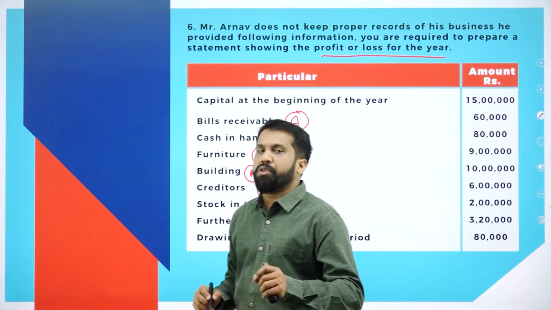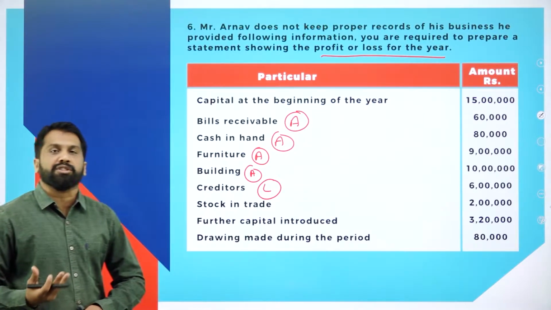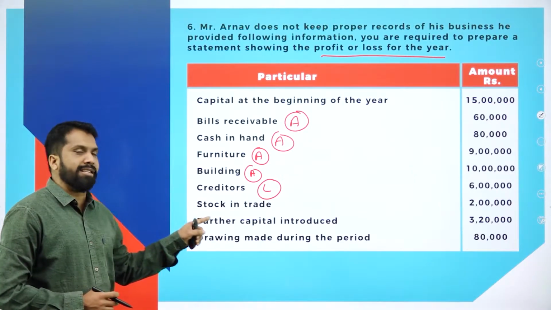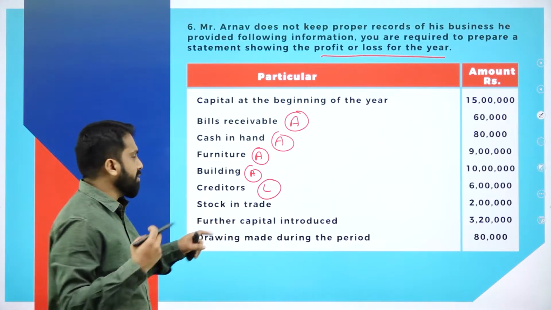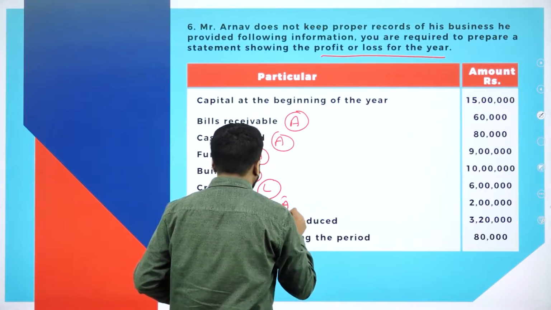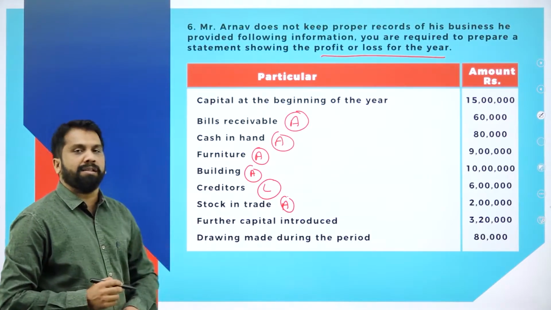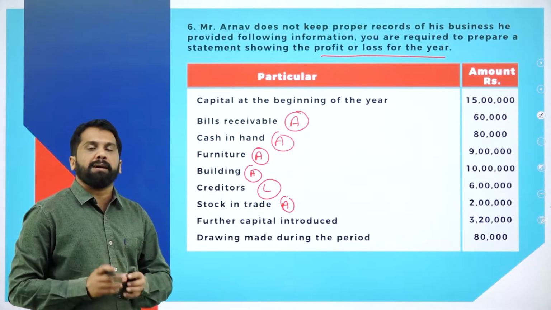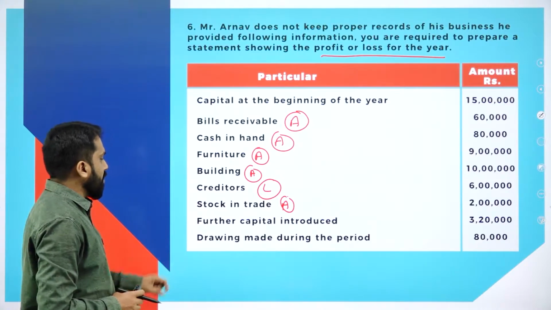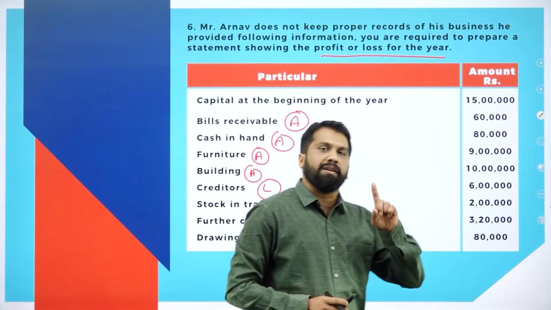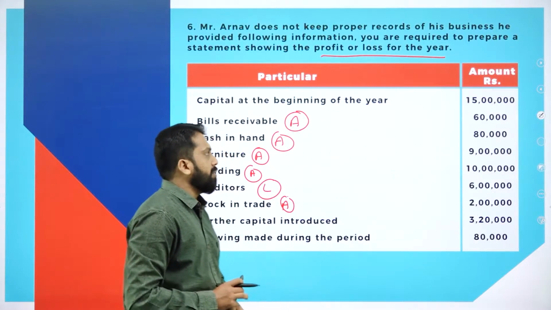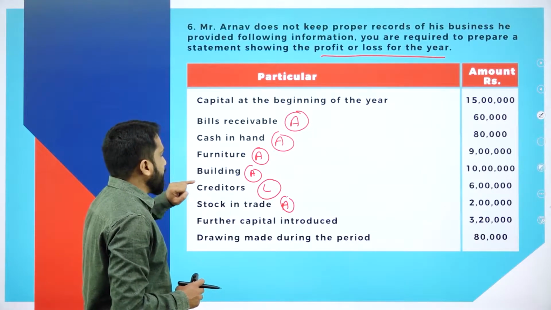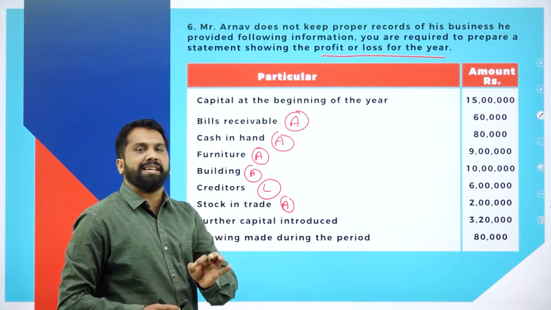Stock in trade. What do you mean by stock in trade? It is nothing but your stock or inventory. For you, it is always an asset because you can sell this stock and earn money. So, stock is an asset. Next, further capital introduced, we don't want now. These are the information for the profit and loss account. We are preparing the statement of affairs. Now, drawings made during the year, this is also for the profit and loss account. Clear? Now, we have the information: bills receivable, cash in hand, furniture, building, creditors, as well as stock in trade.